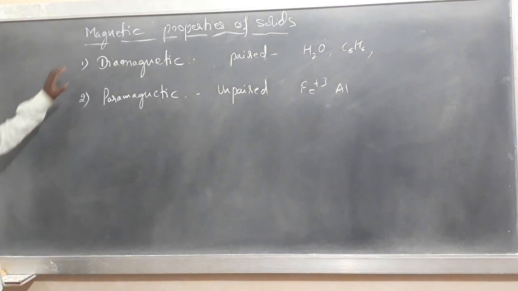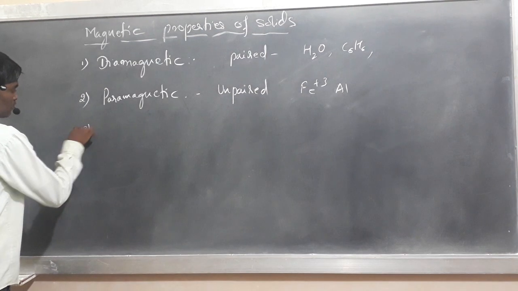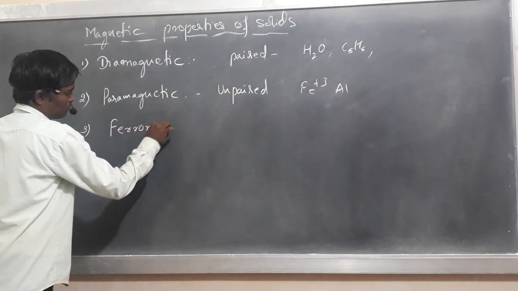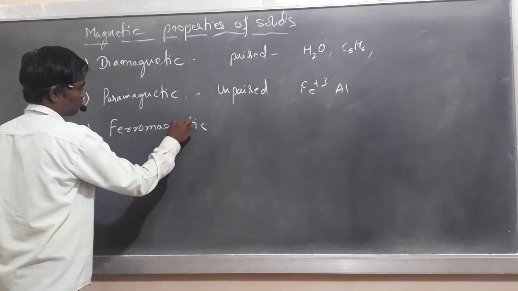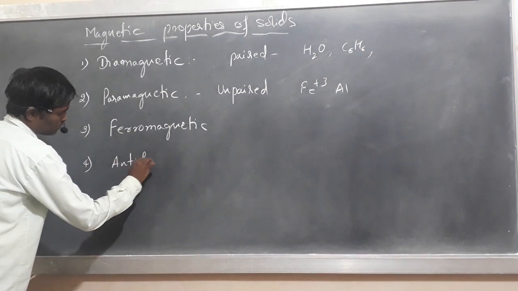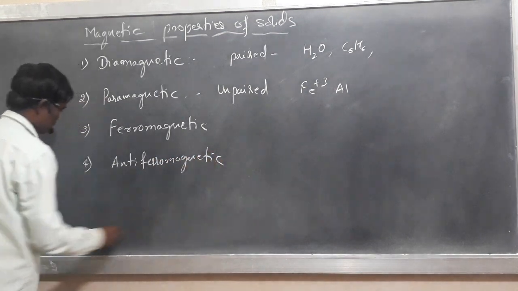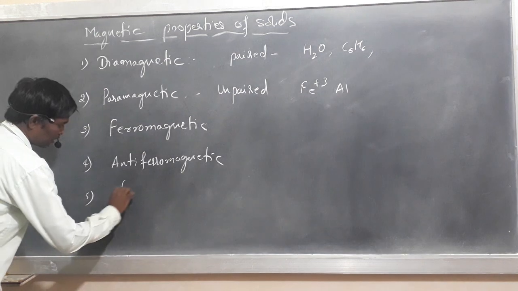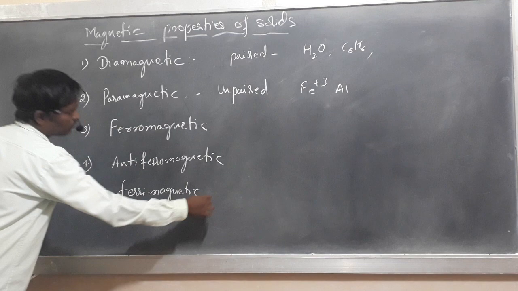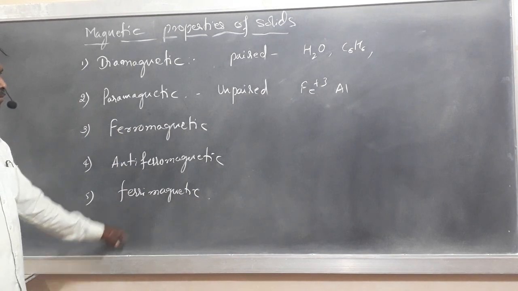Next, students, other than these two, we classify solids again into three more types. One is ferromagnetic, antiferromagnetic, and ferrimagnetic. Ferromagnetic substance, antiferromagnetic substance, and ferrimagnetic substance.